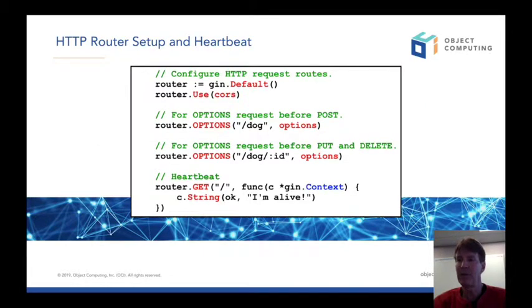Continuing on in the main function, we create a gin router that will handle all the incoming HTTP requests. Then we tell it to use our cores middleware function for all requests. The two options routes here are invoked before post, put, and delete requests. The reason we need two is that the post requests do not include an ID in the URL path, but the put and delete requests do. Finally, we define a route for get requests to /. This provides a simple way to verify that the server is up and working. It just returns the string, I'm alive.